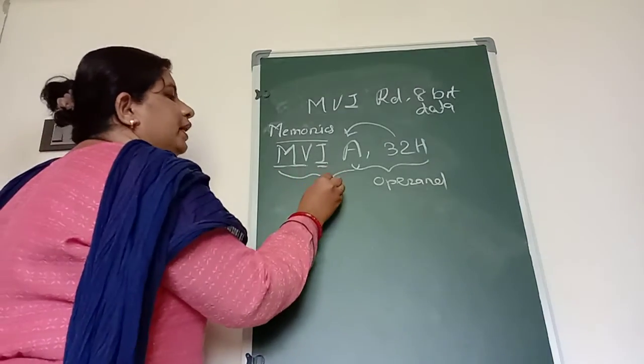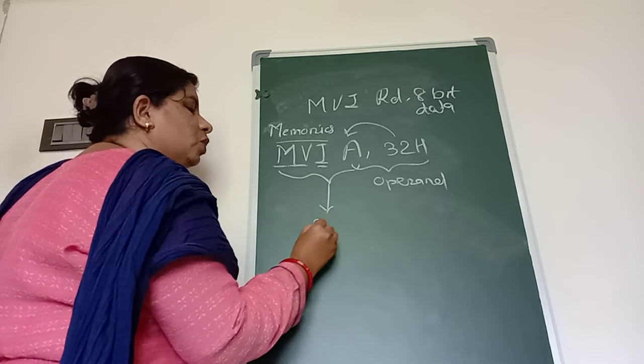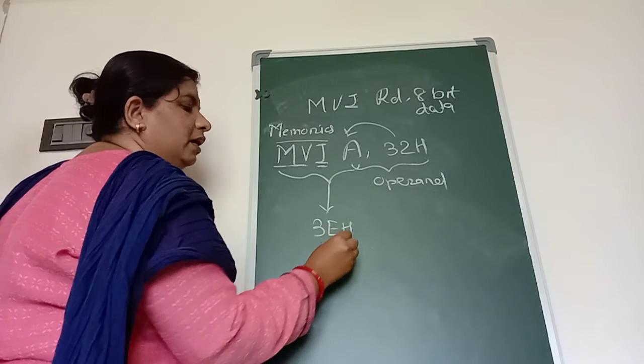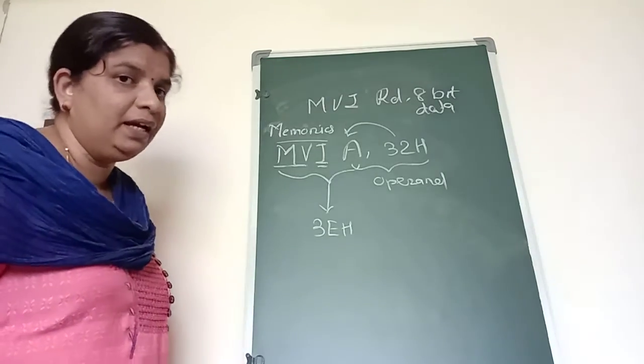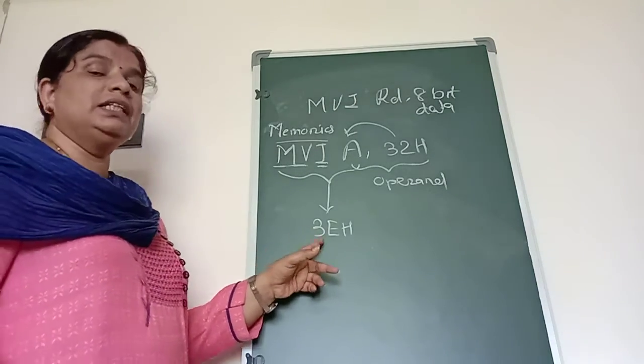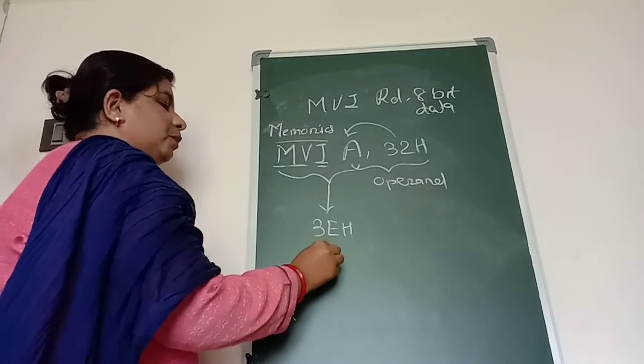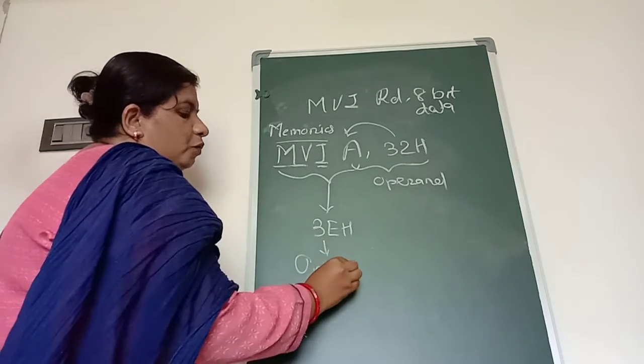In this case for MVI A the hexadecimal code is 3EH. We have seen that there are 246 instructions in the 8085 and each and every instruction has its separate operational code. So this is an opcode for what?